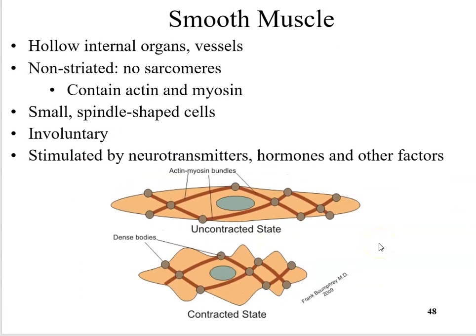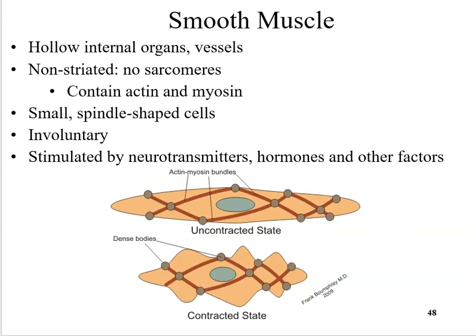Smooth muscle is found lining our hollow internal organs, the GI tract, the bladder, the uterus, as well as the vessels, and found in the eye. Smooth muscle does not have striations because it lacks sarcomeres. It does contain actin and myosin, but those are bundled and distributed throughout the cell, so contraction is going to look like this, with the cell just shrinking like a slug from all directions instead of shortening.